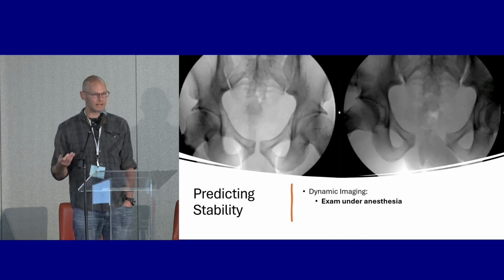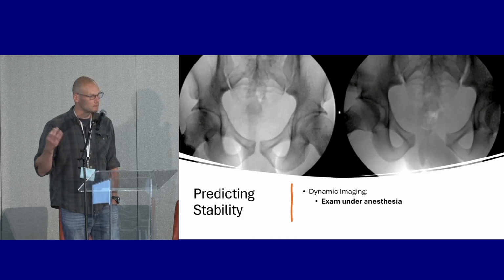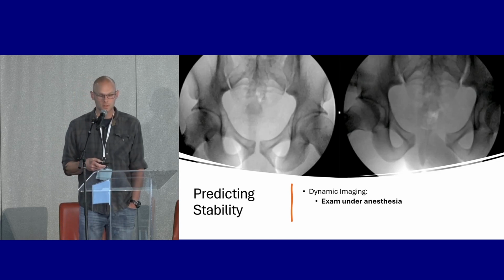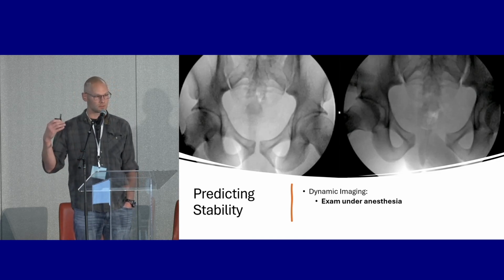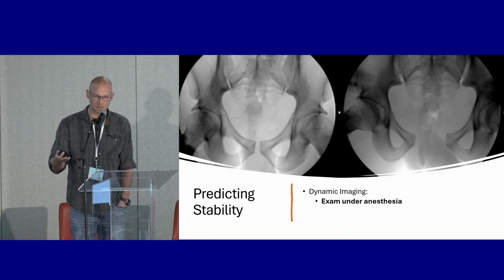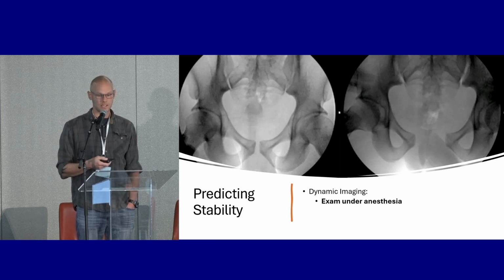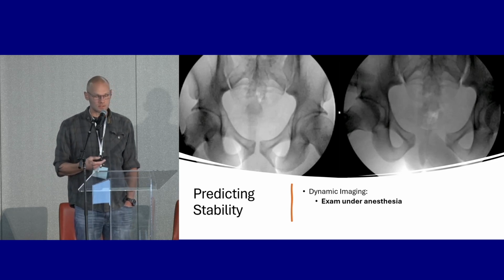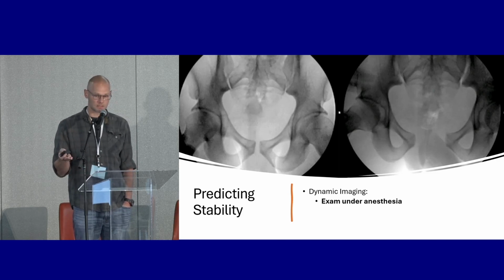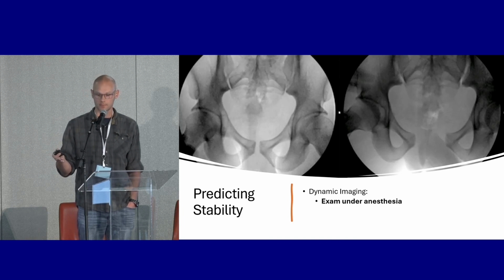Okay, then there's dynamic imaging, and this was described a number of years ago now. So if you haven't made your mind up based off the history, physical exam, and static imaging, this is another thing you can do to try to decide if a pelvis is stable. So you take someone to the OR, you put them asleep, and you push on their pelvis. And this is an example of a pelvis that I think we would all agree went from I'm not sure to really pretty unstable looking.